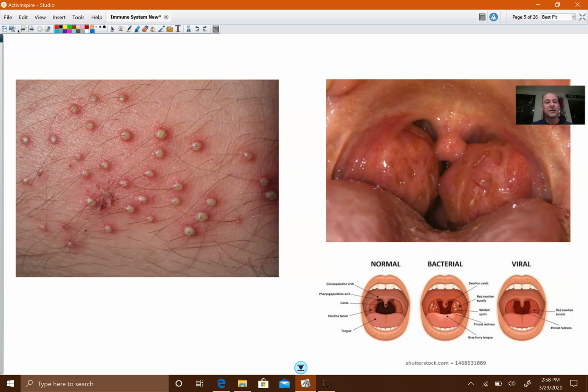And so if we take a look at an example here, we have a situation where there's an immune response. On the left side, we see the skin is inflamed. And on the right side, we see that the tonsils are inflamed. And this is pretty typical for an immune response because we have a few things that are going on here.